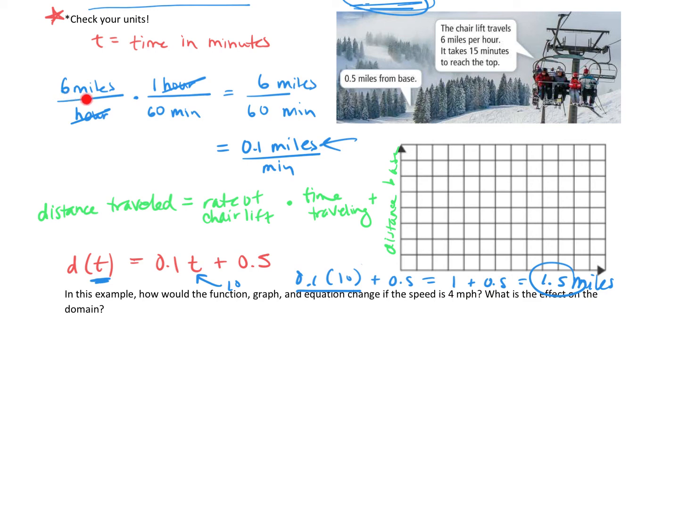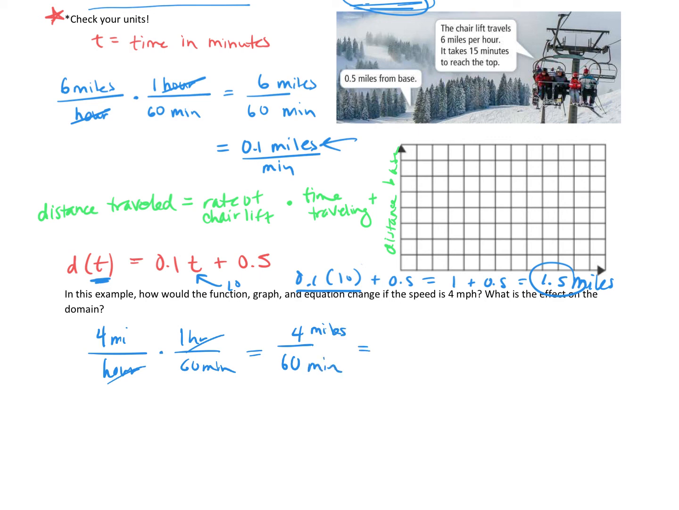So up here we had a rate of 6 miles per hour and we had to convert that. Now with a speed of 4 miles per hour, it's going slower. This is a slower chairlift. It only covers 4 miles in each hour versus 6 miles in each hour. So we would take 4 miles per hour and convert that with 1 hour over 60 minutes. Your hours cancel, leaving us with 4 miles over 60 minutes. Now we're in minutes.